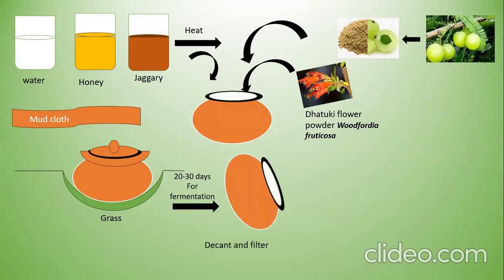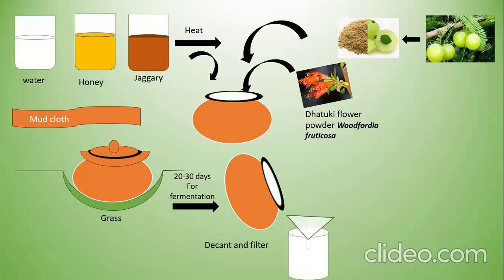After the fermentation process, remove that cloth. How do you come to know that the fermentation process is completed? Yes, there is a smell of alcohol through the lid. Once you get the smell of alcohol, that indicates the fermentation process is completed. Then remove the contents, decant the liquid, and filter.